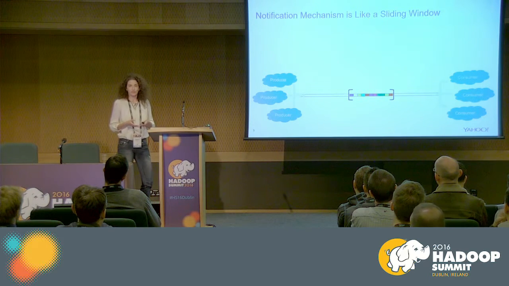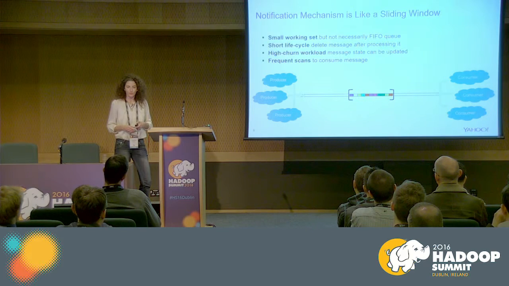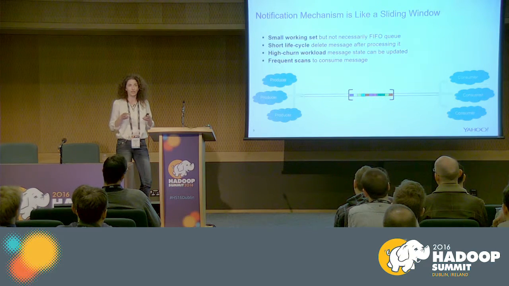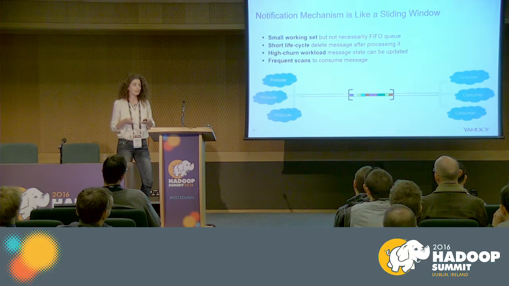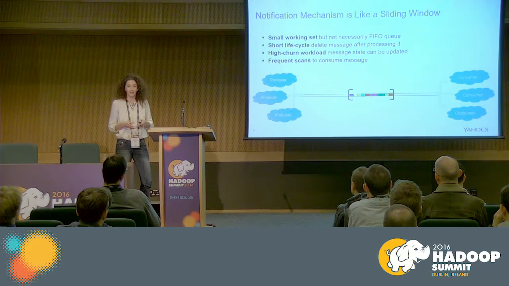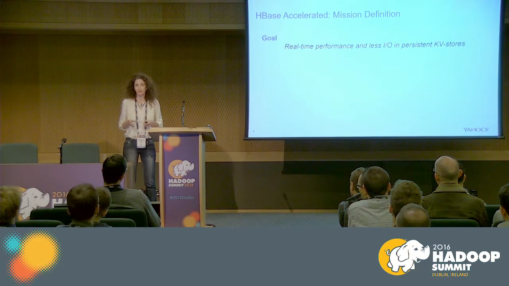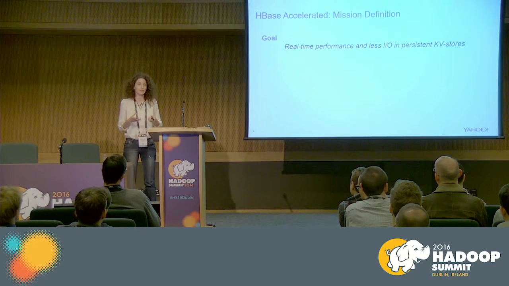The main characteristic of these workloads is small working sets, where items have very short life cycles and are frequently scanned in order to discover unhandled notifications. In HBase, such high-churn workloads of small working sets mean duplication. And HBase is not optimized for handling duplication in the data, and in a few minutes I will explain why.